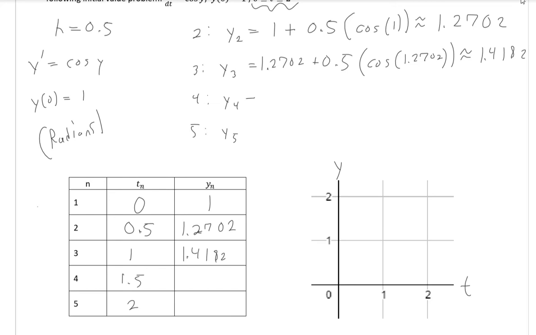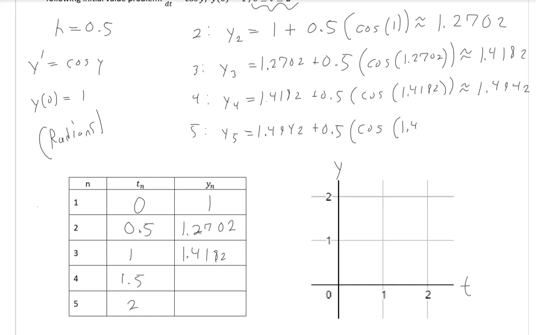The next two are going to continue along in this fashion. 1.4182 plus 0.5 times cosine of 1.4182. And if you approximate that, you get 1.4942. You can see why I'm starting to round pretty closely, because these answers are getting really close to each other now. And if I do that one more time, you get 1.5325.